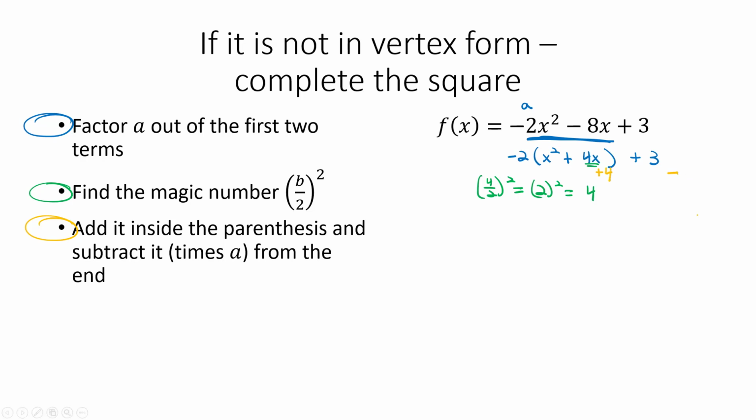And we're going to subtract it from the end. Put it in and take it out, because we're working on one side of the equation and we can't change the value. So if we add 4, we have to also subtract 4 to balance out.